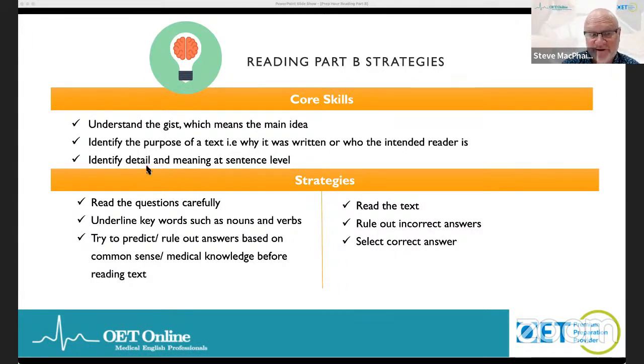And quite often, you have to identify detail and meaning at sentence level. This is really, really common in any multiple choice question. It's about identifying where that sentence is that matches one of the answer choices. But remember, a really important part of this is everything's at sentence level in OET.